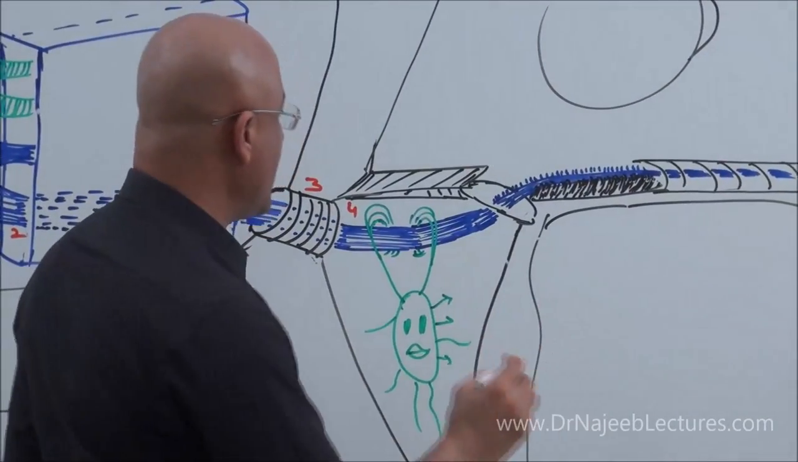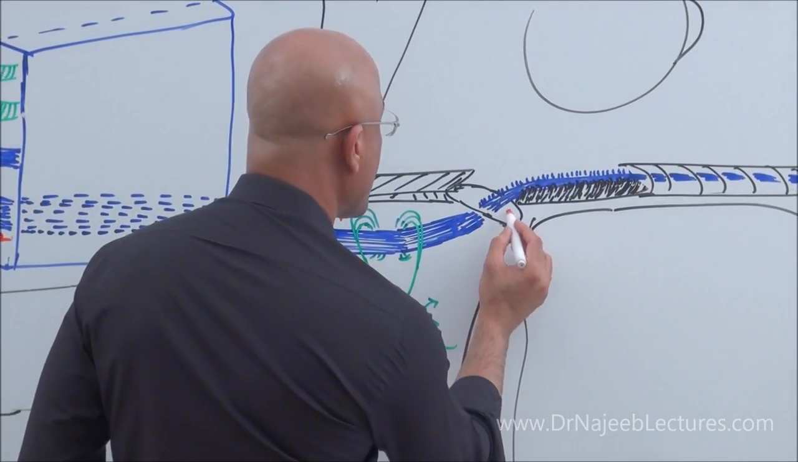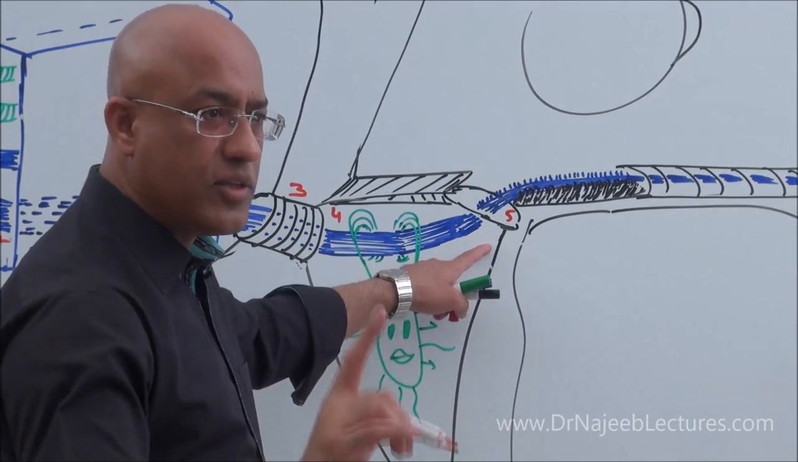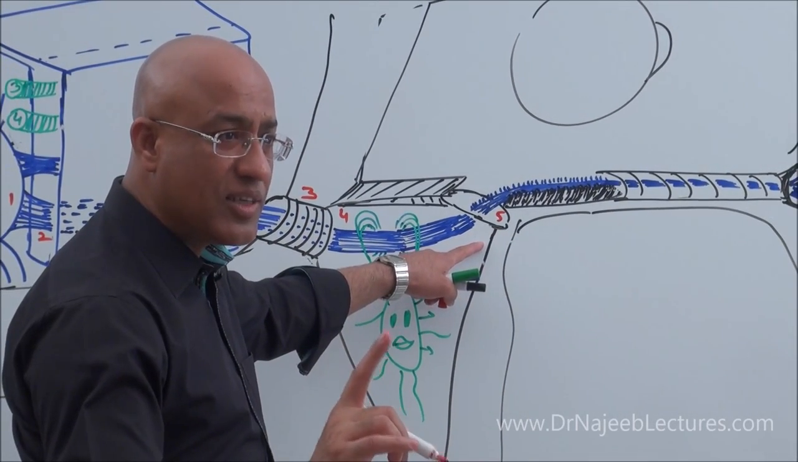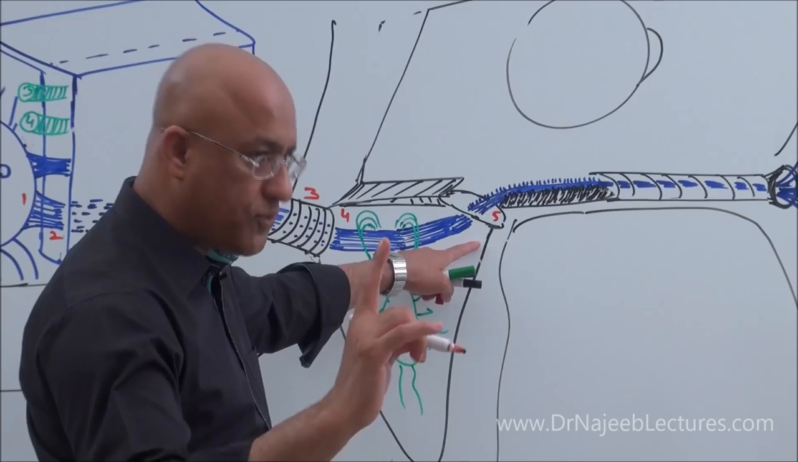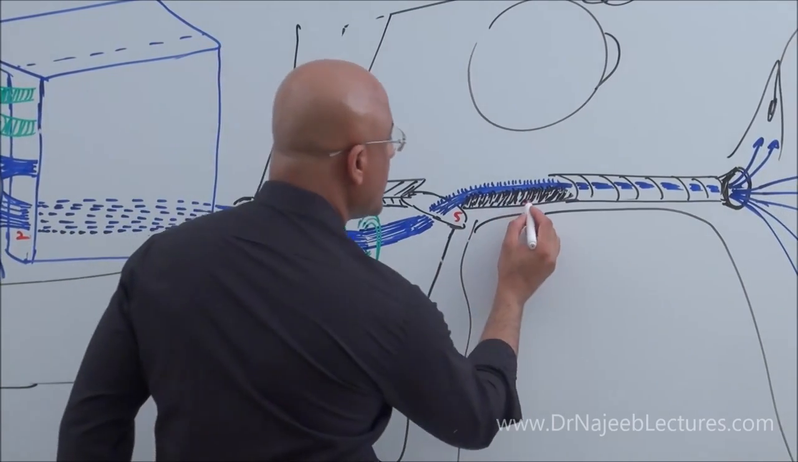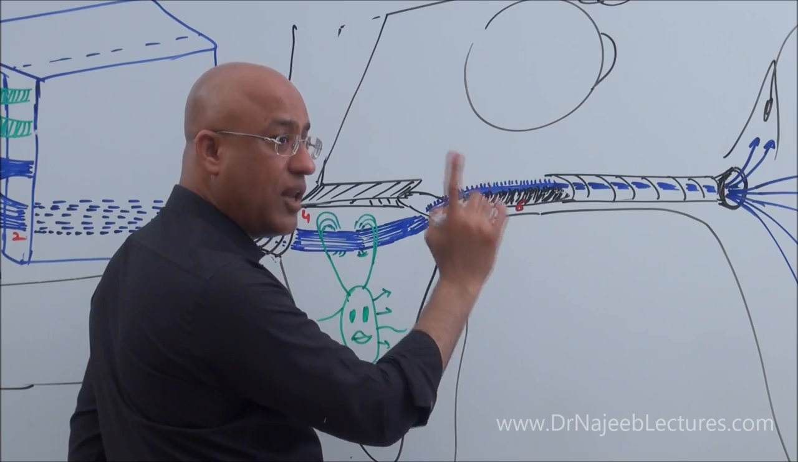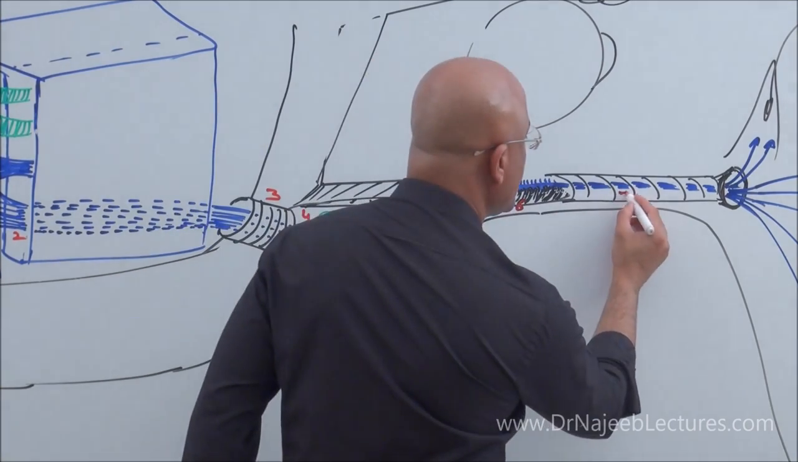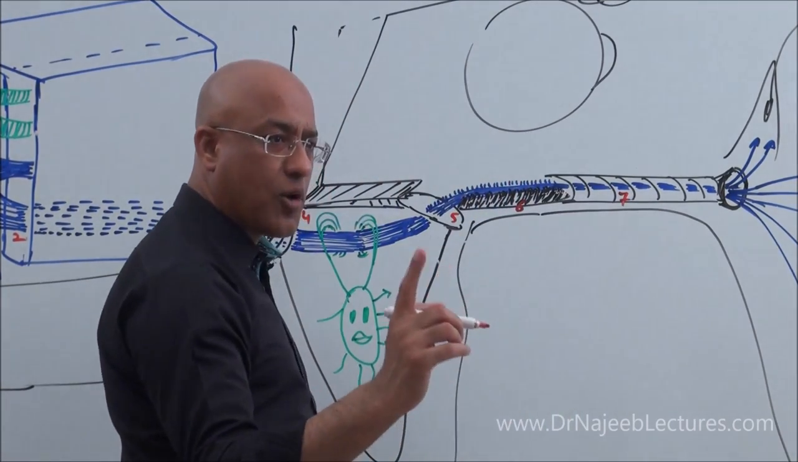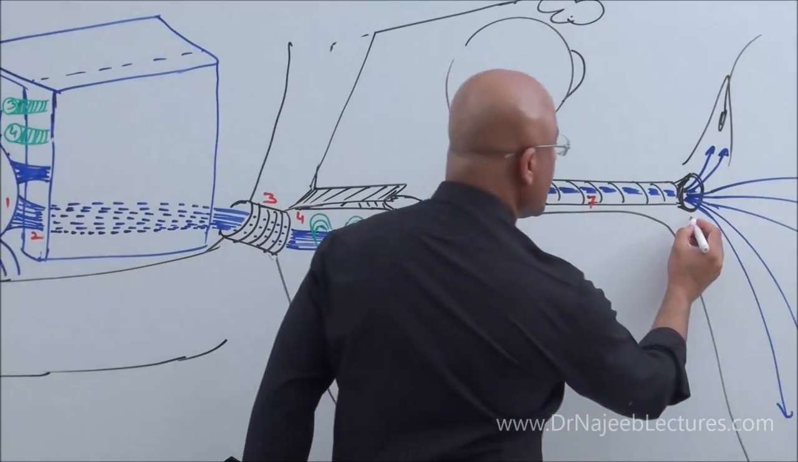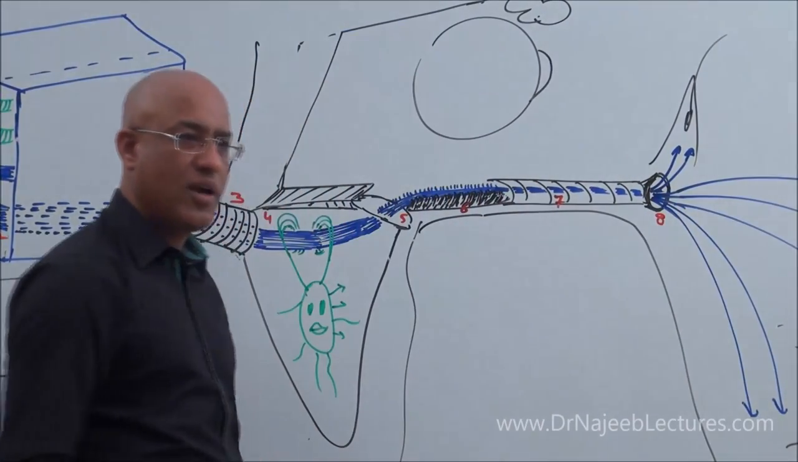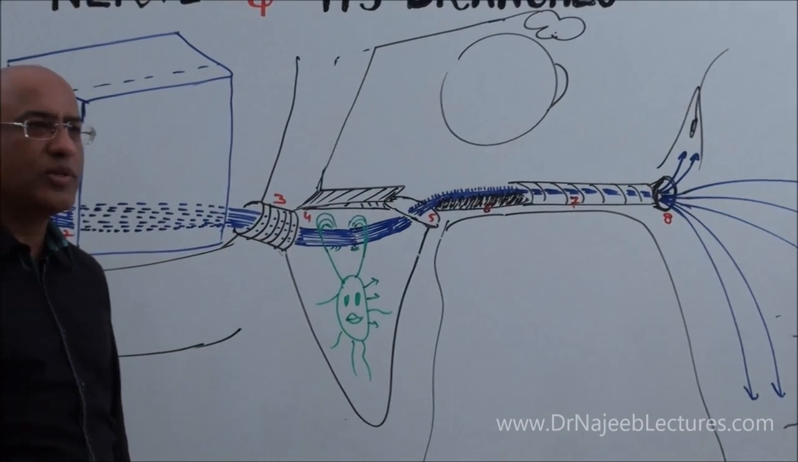Pterygopalatine fossa. Then there is? What is this? Inferior orbital fissure. Then there is? Infraorbital groove. And then there is? Infraorbital canal. And then there is? Infraorbital foramen. Any question?